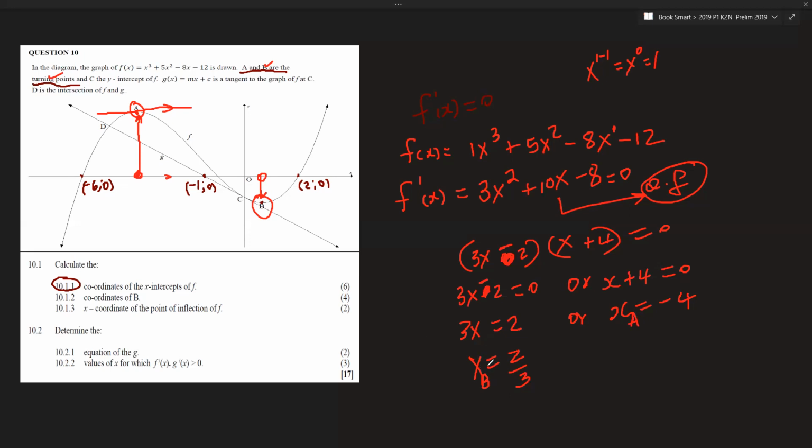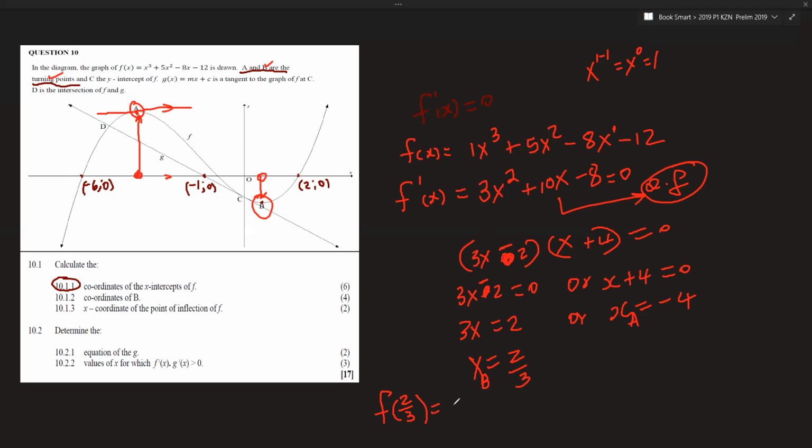So we're going to now do this. Because I have the input on x, right? I have an input on point B, I can easily get the output by substituting into the original function. So I'm going to look for f at 2/3, which is, I'm going to substitute there into the original. Don't substitute into the derivative, you substitute into the original.